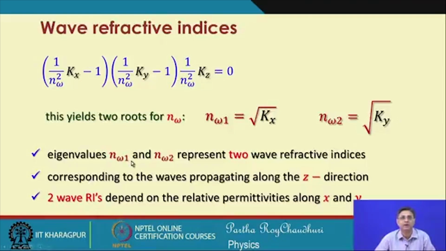So, the eigenvalues n omega 1 and n omega 2 are the two refractive indices seen by such a wave which is travelling along the z direction, and the corresponding waves see these two refractive index values in the two directions of polarization. The two wave refractive indices depend on the relative permittivities along x and along y. So, the wave is along the z direction, but the refractive indices are due to the x and y directions.